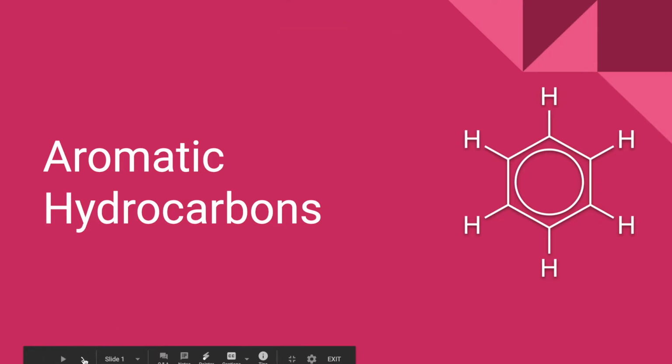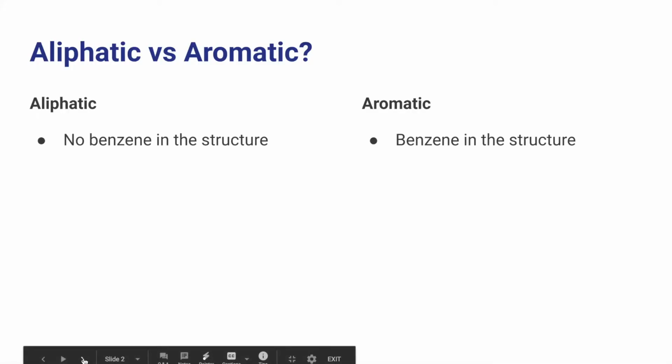In this video, we're going to look at aromatic hydrocarbons. The big thing that you need to understand about aromatic hydrocarbons is how they differ from aliphatic hydrocarbons. On the diploma exam, this is really where the crux of your knowledge has to lie. Aliphatic hydrocarbons are hydrocarbons that do not contain a benzene ring in their structure. Aromatic hydrocarbons, for our purposes in Chem 30, are compounds that do contain a benzene ring in the structure.